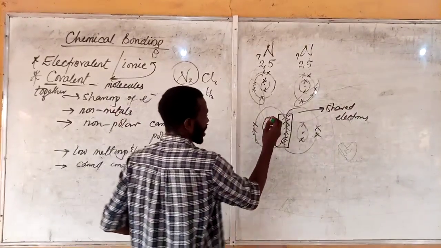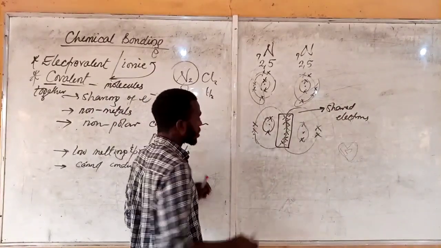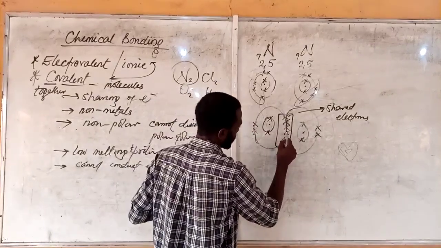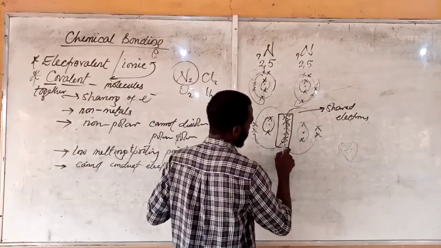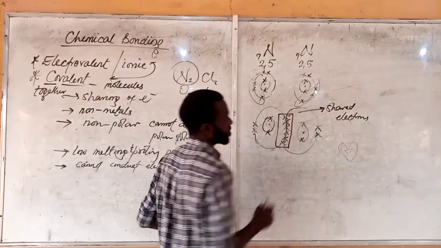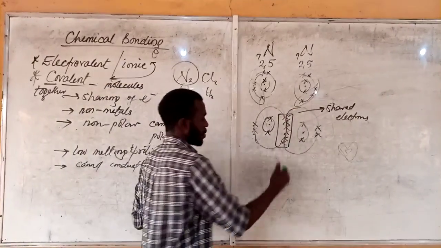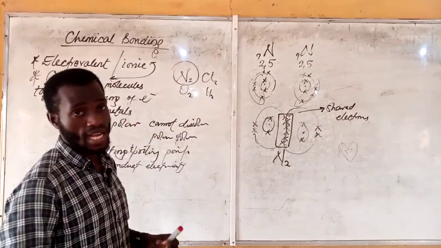Look at it. This one has 2, and let's see if it has a stable octet outside. 1, 2. For this one, 1, 2, 3, 4, 5, 6, 7, 8. And for this one outside, 1, 2, 3, 4, 5, 6, 7, 8. And that is a stable octet for both atoms. And this is how N2 gas is formed.